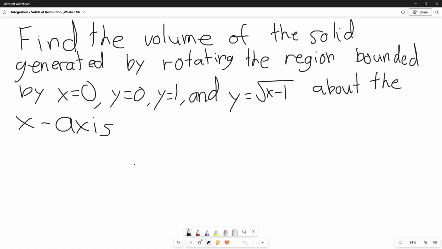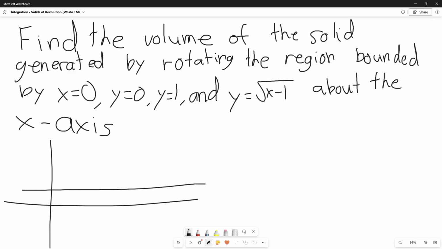And you can put all of these into your graphing calculator to visualize what it's going to look like. But basically, we have the x-axis, the y-axis, y equals 1, and y equals square root of x minus 1, which is like this. So this is the region that we're going to be calculating. And you can notice something: since this graph starts at x equals 1, from 0 to 1, there's no graph of this function. We have to split our equation into two parts.